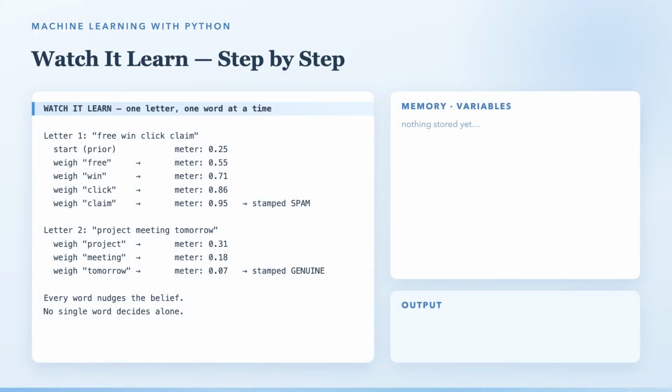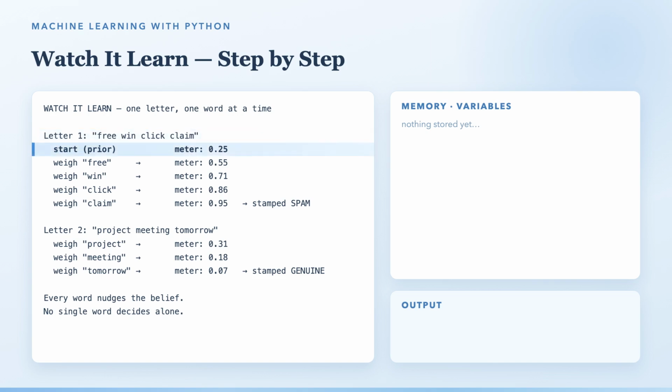This is the scene I most want you to remember. Let's watch the machine think. One word at a time. A glossy letter arrives. 4 words. Free, win, click, claim. Before we read anything, the meter rests at our prior, 0.25. Most mail is genuine, after all.